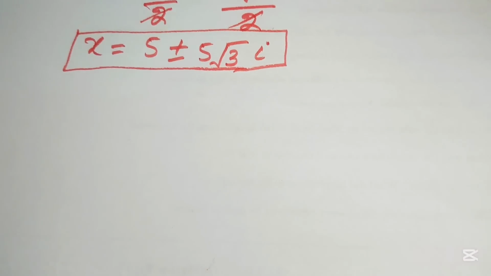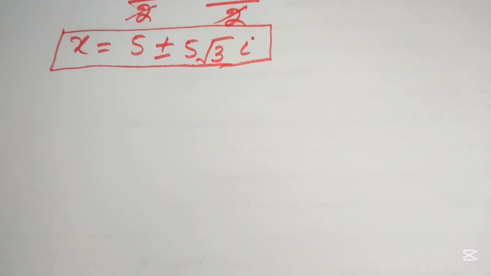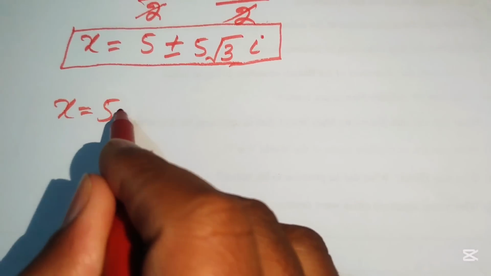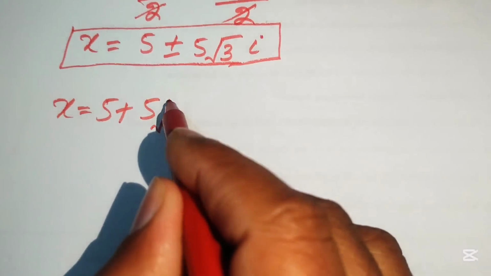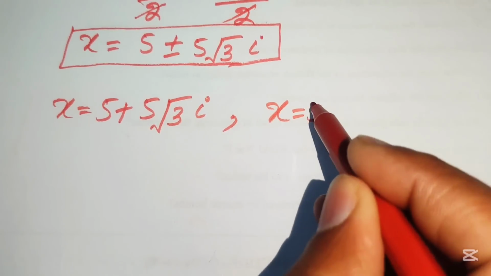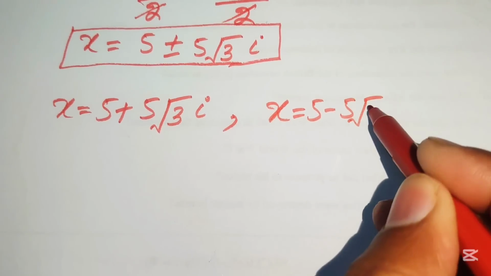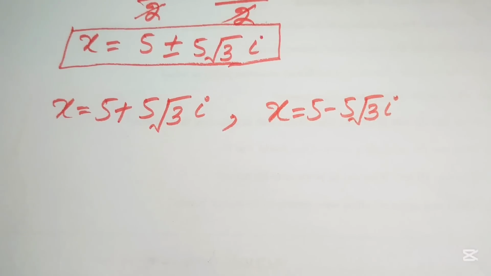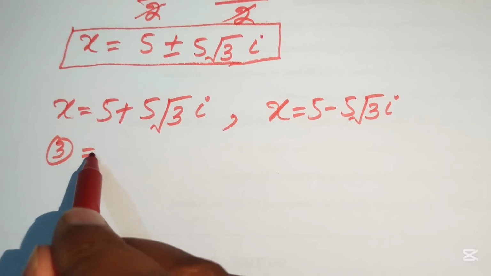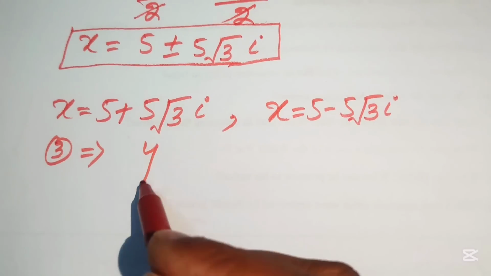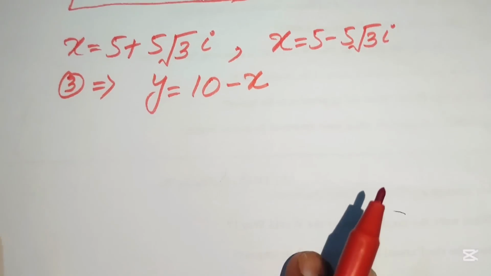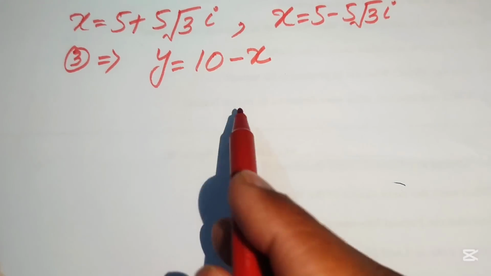And now here we need to find the corresponding values of y. So first we write these two values separately. First we write the positive value: it is 5 + 5 times the square root of 3 iota, and here we write the negative value: x = 5 - 5 times the square root of 3 iota. So these are the two values of x. And now here we need equation number 3, which is y = 10 - x, and here we substitute the above two values of x.